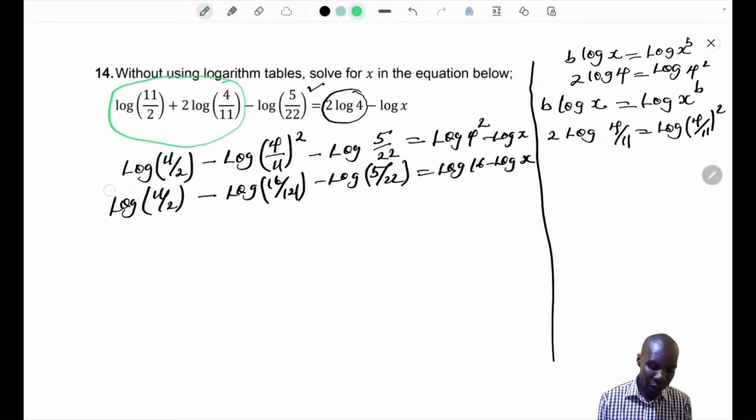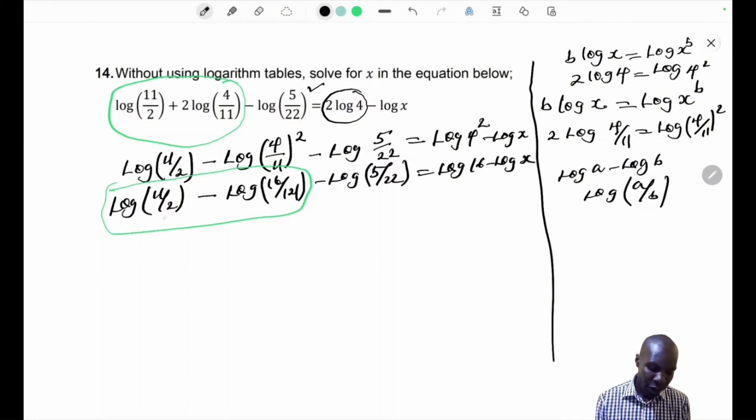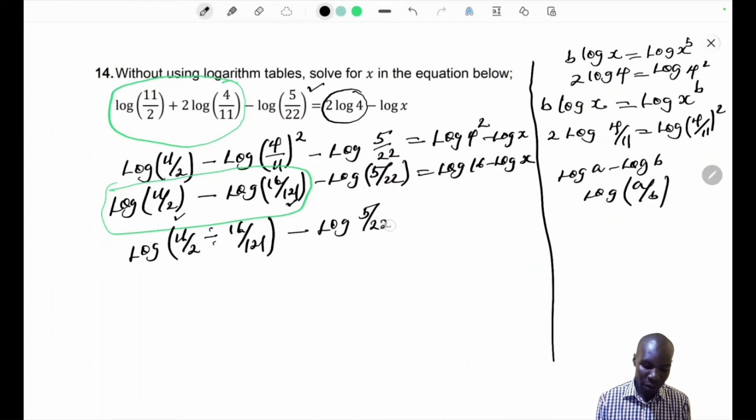So if we take the first two, then we'll have, because we know that log of a minus log of b should give us log of a over b, log of 11 over 2 minus log of 16 over 121 will be equals to log of 11 over 2 divided by 16 over 121. Then we minus log of 5 over 22.